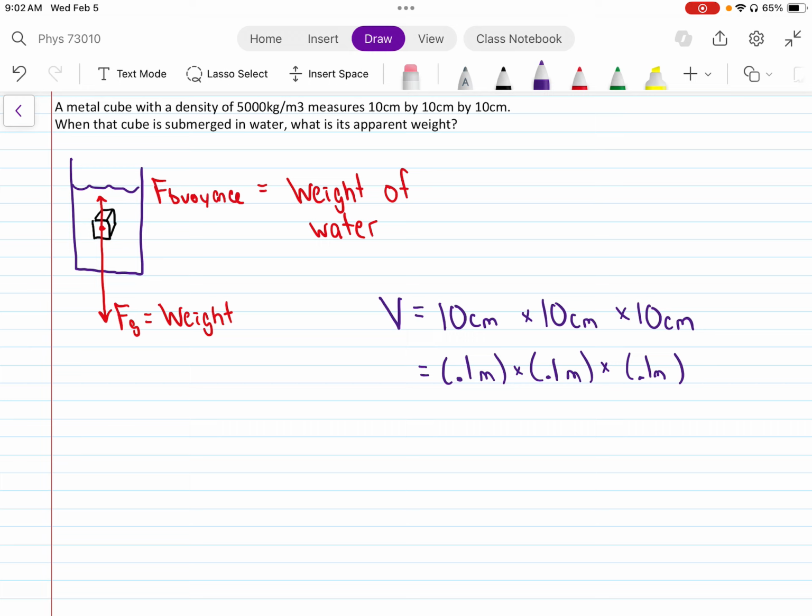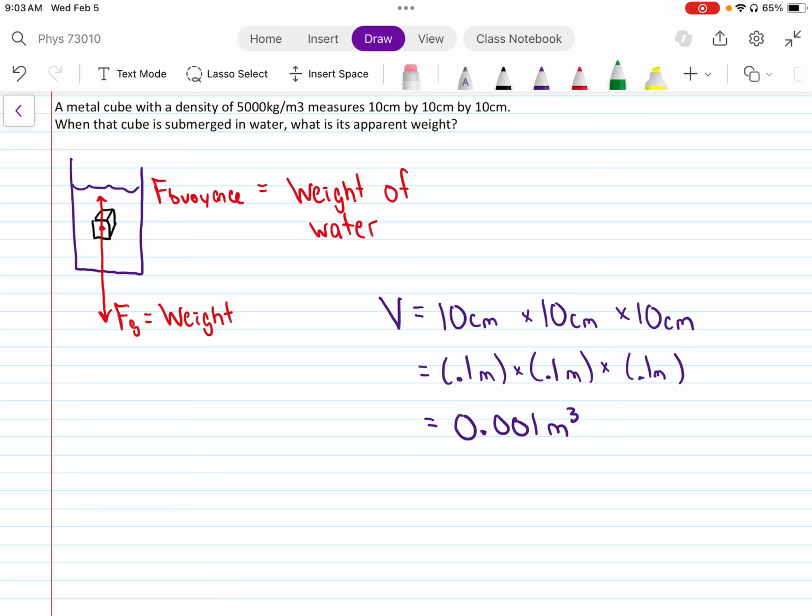Otherwise, you might goof up and think that to go from centimeters cubed to meters cubed, you just move the decimal 2 places. But basically, each of those lengths, you move the decimal 2 places, so you end up moving the decimal place like 6 places. So I've learned it's a little bit easier to convert those to meters first. When we do that, we get a volume of 0.001.